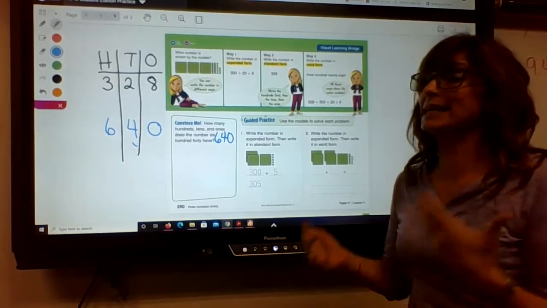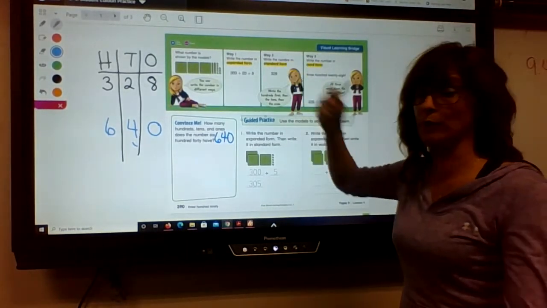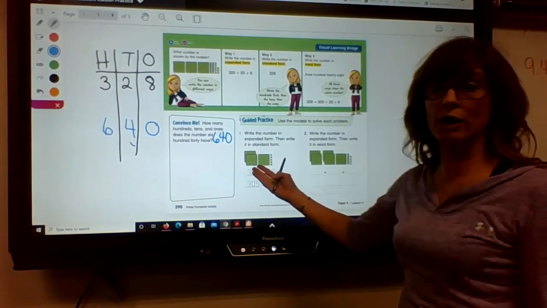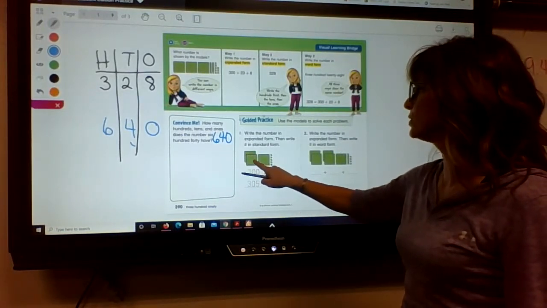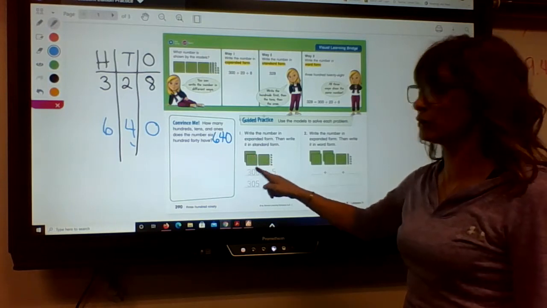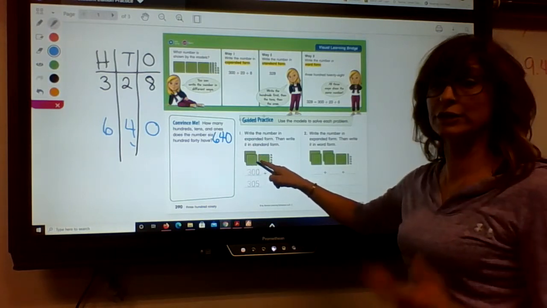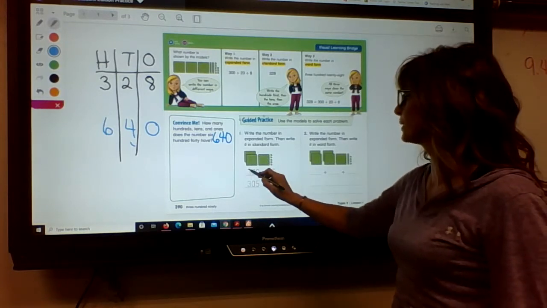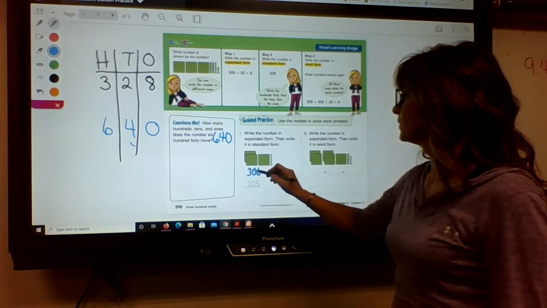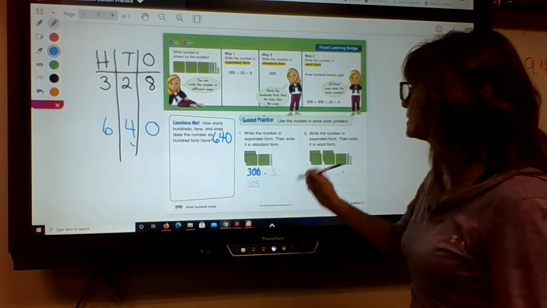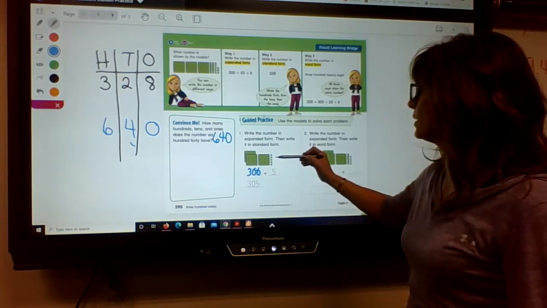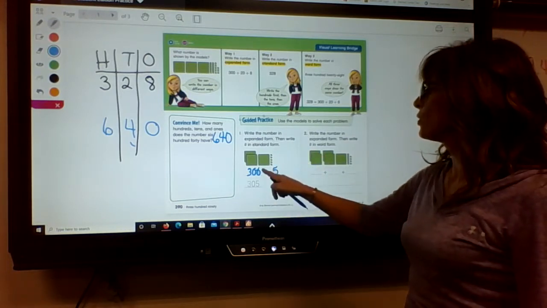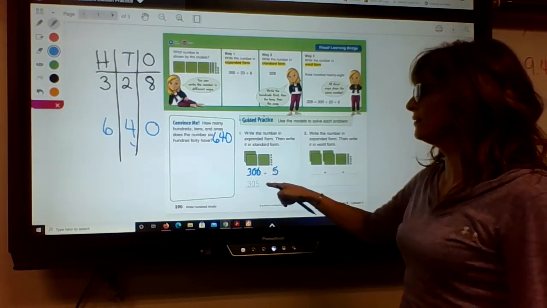Write the number in expanded form and always use the top for reference, okay? Write the number in expanded form. So let's count our hundreds, okay? There's 1, 2, 3, and there's 100. So 100 plus 100 is 200. 200 plus 100 is 300. So we have 300. Do we have any tens? No tens, but we have some ones. We have 1, 2, 3, 4, 5. All right. So 300 plus 5 equals 305.